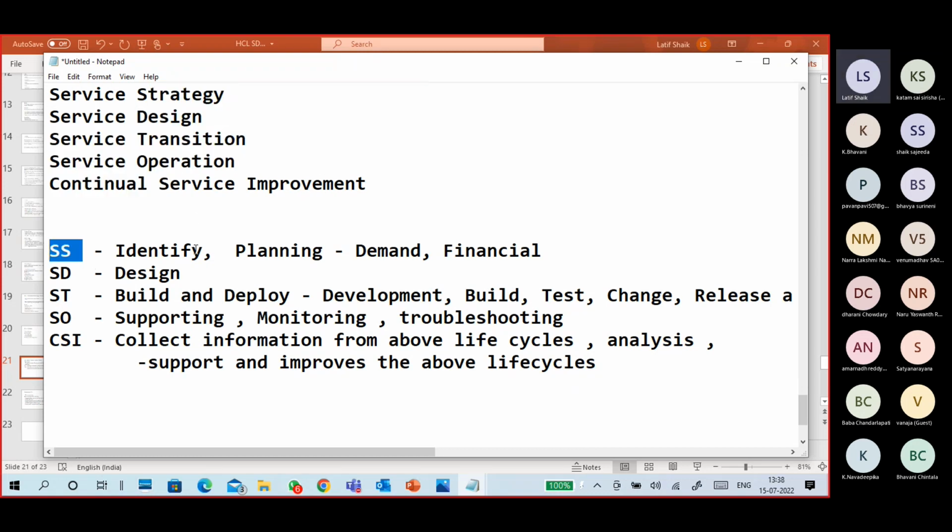Service strategy is all about identifying and planning demand in the market and financial situations. What is finance? Like, I want to start a business, or I am running a business, providing a service. It's all about how much money you have to invest, and if you invest the money, how to split it, like employees, equipment, maintenance, and how you manage the financial things.